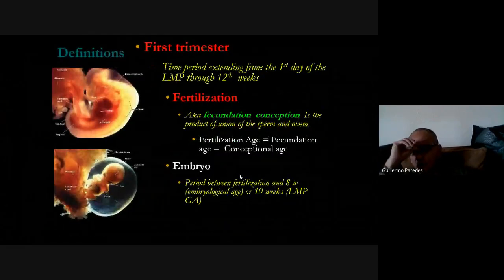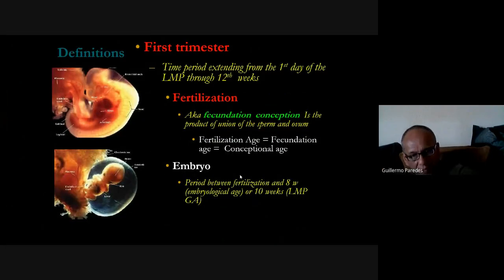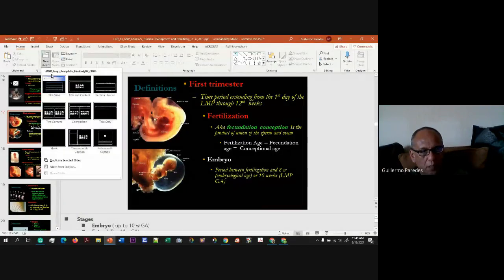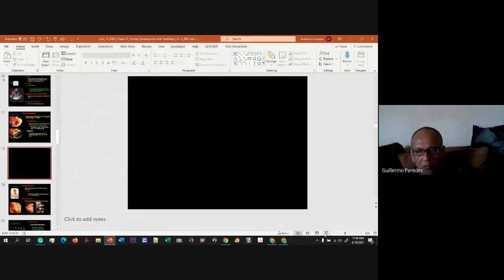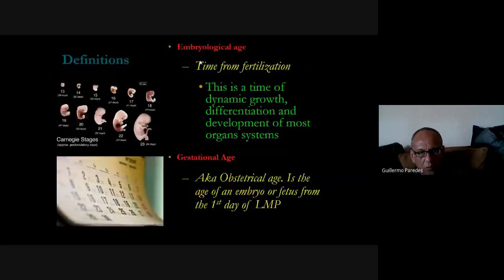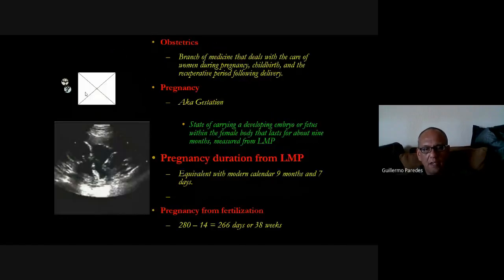All right, one important thing here, by the way. When is it called embryo, and when is it called fetus? Embryo versus fetus. The pregnancy is basically going to be about 9 months and 7 days. It's about 260 days. So 9 months is what you need to remember.